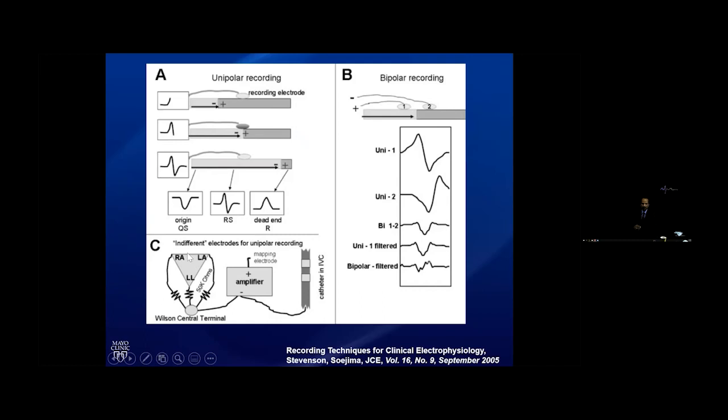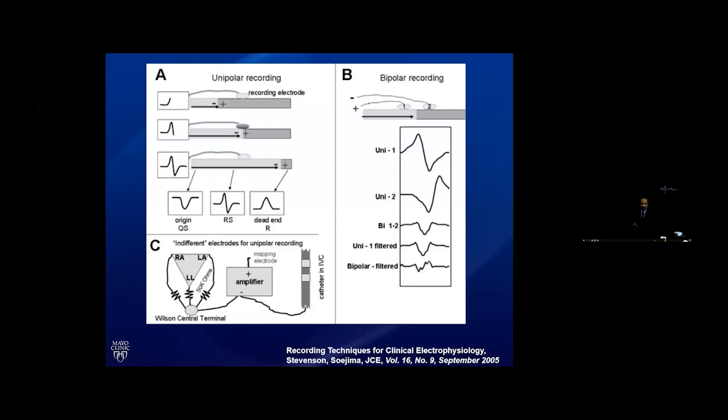So for example, in this classic paper from Dr. Stevenson, the further away we are from the source with our positive electrode, just like we do with ECG interpretation, the bigger the R wave. The smaller the R wave, the closer we are. And when we actually have a QS complex, then we say we are at the site of origin of that source or that focus of arrhythmia.